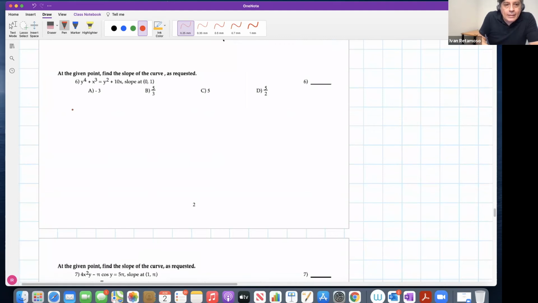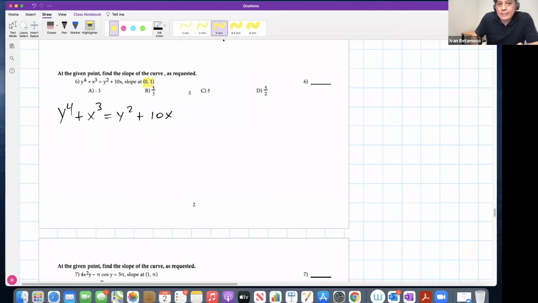For example, here they are giving you this equation, y raised to the 4th power plus x raised to the 3rd power equal y squared plus 10x. And they are asking you to compute the slope at this value, (0,1), right? Not just in general, but at this particular point, right? So let's do that following the shortcut. Because if you follow the traditional method, it's going to be very long.